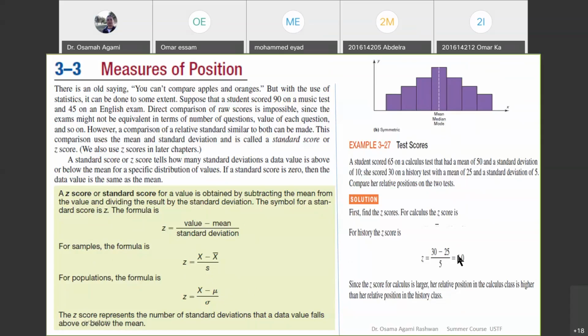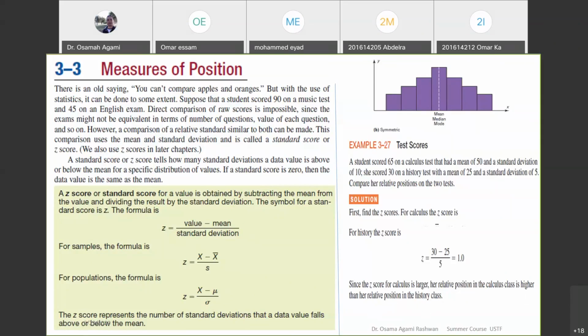Once you substitute, you get a value. What does this value mean? It means the position of this value, which is 30, is higher than the relative position of the history class, right?